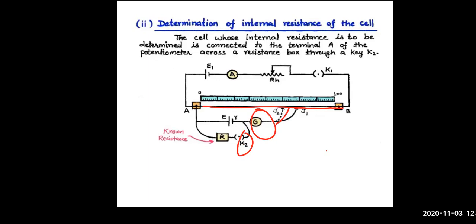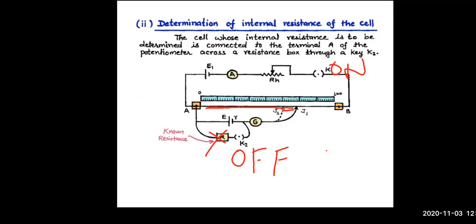Now what we are going to do? Initially, the key K2 is open. We are not connecting key K2 and we are closing the key K1. K1 is on and K2 is off. So, in the first case, R is not connected in the circuit. After putting key K1 on, we slide the jockey over the wire and find out the balance length.